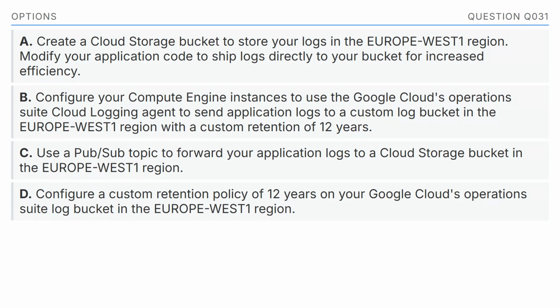The options are: Option A, create a Cloud Storage bucket to store your logs in the Europe West 1 region. Modify your application code to ship logs directly to your bucket for increased efficiency. Option B, configure your Compute Engine instances to use the Google Cloud Operations Suite Cloud Logging Agent to send application logs to a custom log bucket in the Europe West 1 region with a custom retention of 12 years. Option C, use a Pub/Sub topic to forward your application logs to a Cloud Storage bucket in the Europe West 1 region. Option D, configure a custom retention policy of 12 years on your Google Cloud Operations Suite log bucket in the Europe West 1 region.